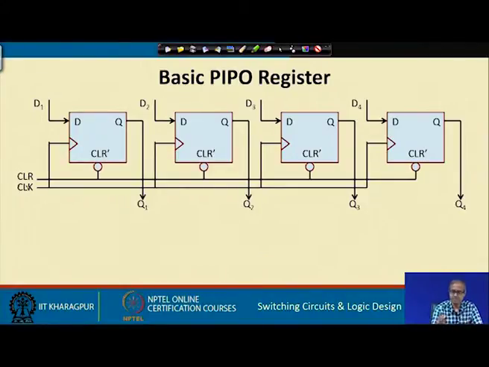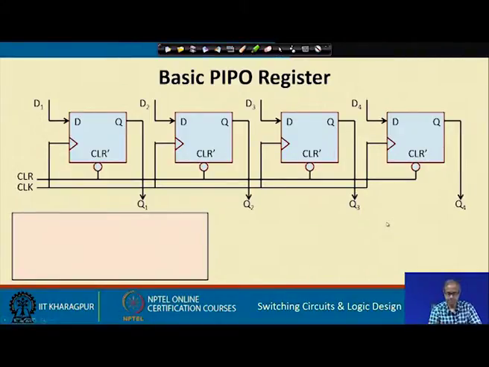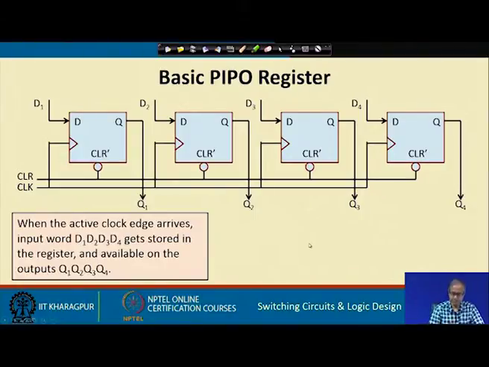So, the basic parallel in, parallel out register works like this. As I had said, when the active clock edge arrives, here it is the leading edge, the rising edge, the input word, this is a 4-bit register, will get stored in the register and will be available on the outputs. So, this PIPO register is very simple in concept.